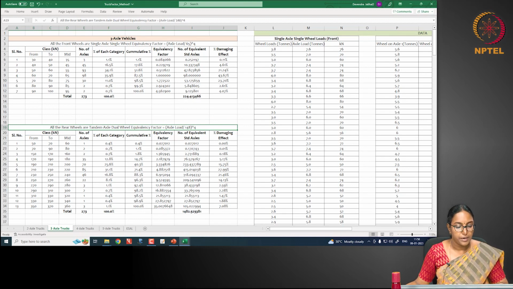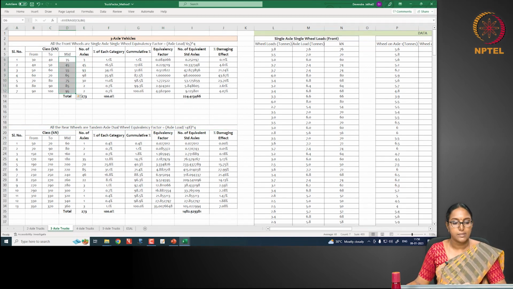We have started from 30 to 100 kilonewton, and in between there could be some load ranges where there are no vehicles, which are omitted from this table. You just take it in 10 kilonewton intervals, so 30 to 40, 40 to 50 and so on. The mid values are written here, and then the number of axles, or the frequency, is noted. The equivalency factor for each of those mid values of load is noted, and then multiplied with the frequency it will give you the total number of standard axles. So the front axles will give you a total damaging effect of 224.